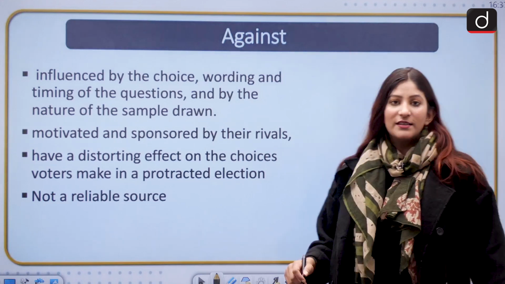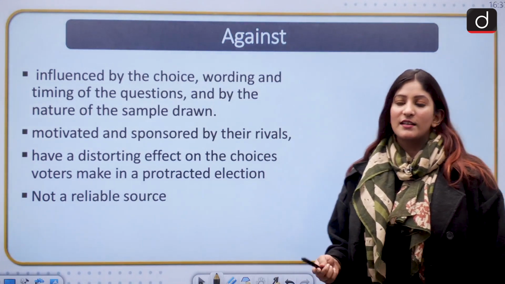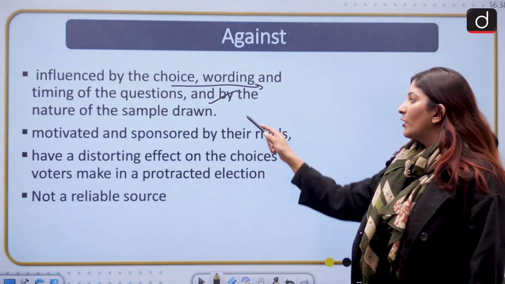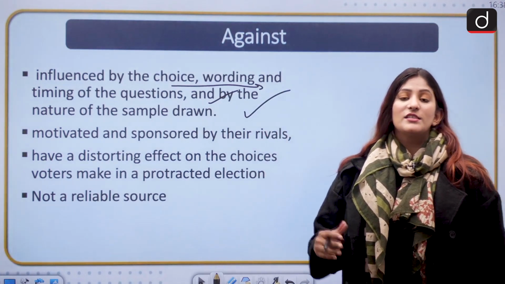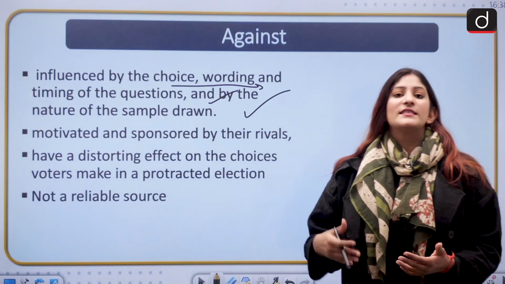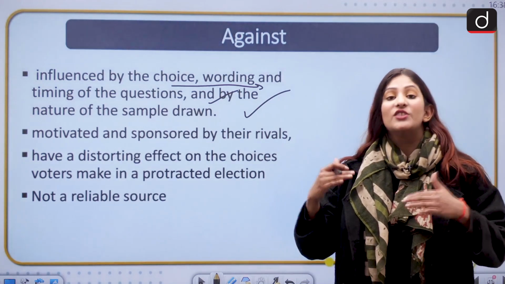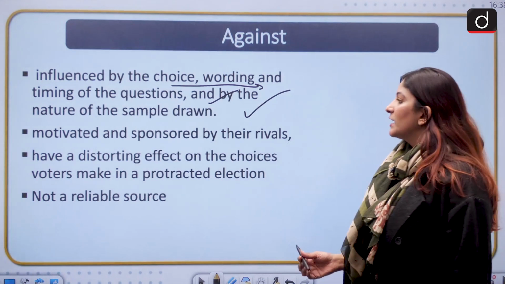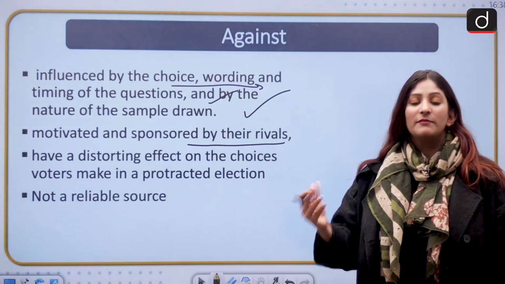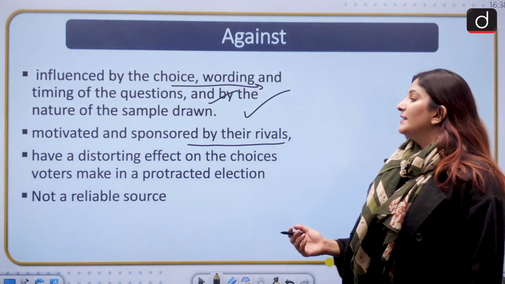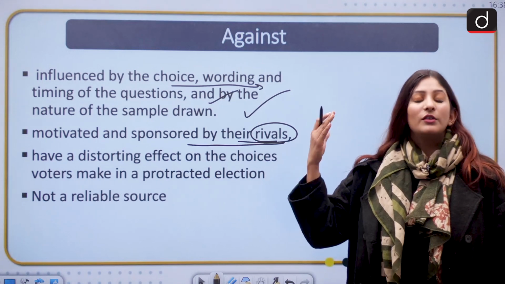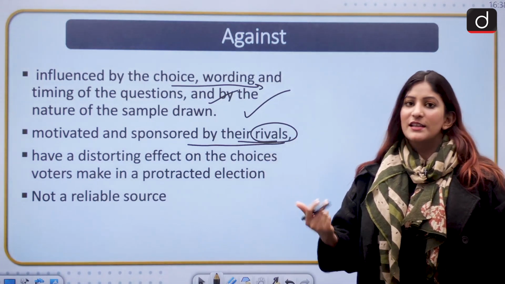Now, what are the arguments against? See, what happens when exit polls get conducted? It is generally influenced by the choice, wording and timing of the question and not by the sample drawn, because in a country like India it is not possible to be very accurate with the sampling. If the sample is small, then choice and subjectivity can influence the general sentiment, and hence riots can also take place. Sometimes many people or opposition parties say that the exit polls are motivated and sponsored by rivals, in order to put a curb on the morale of other parties.